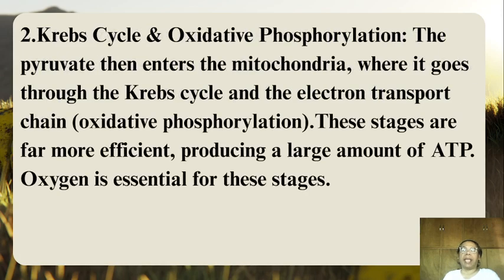Krebs cycle and oxidative phosphorylation. The pyruvate then enters the mitochondria, where it goes through the Krebs cycle and the electron transport chain, which is the oxidative phosphorylation. These stages are far more efficient, producing a large amount of ATP. Oxygen is essential for these stages.